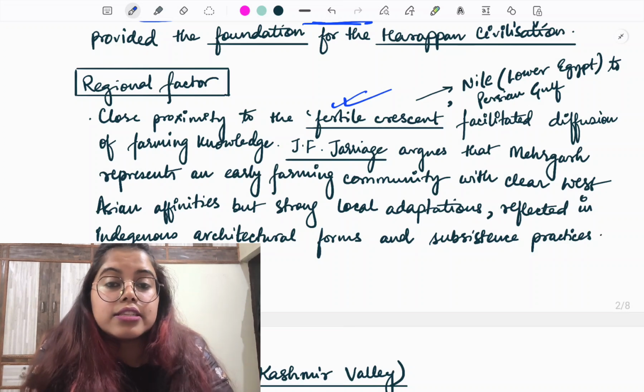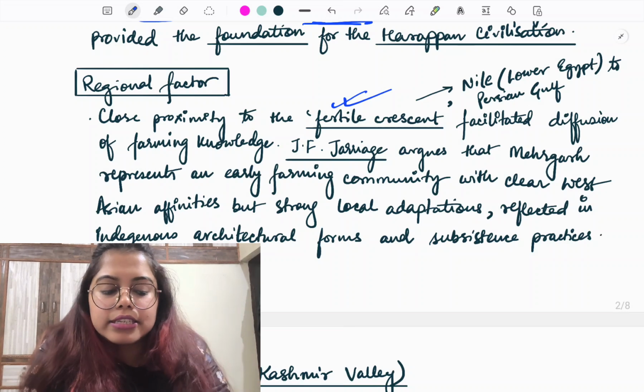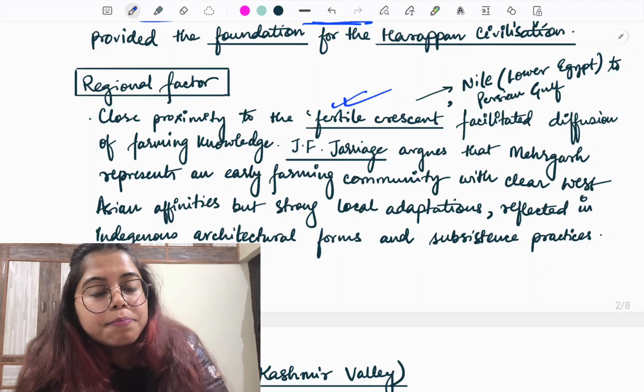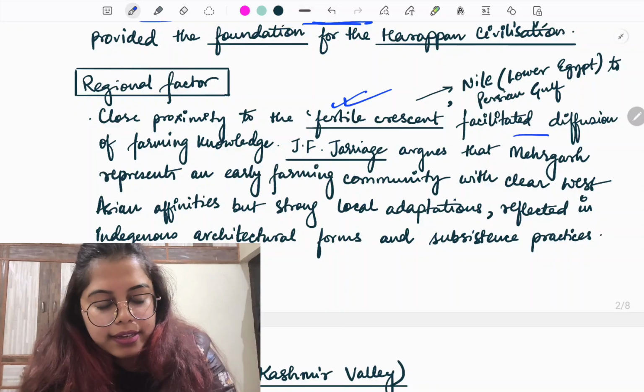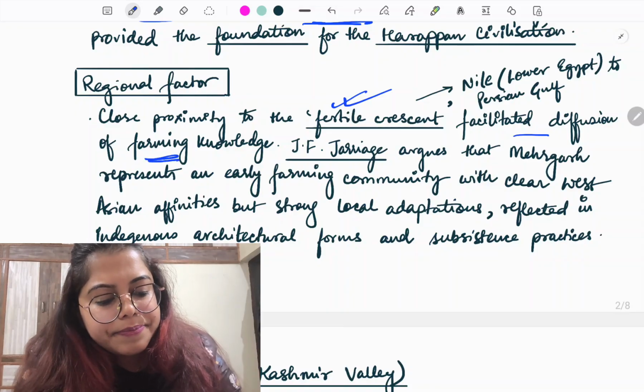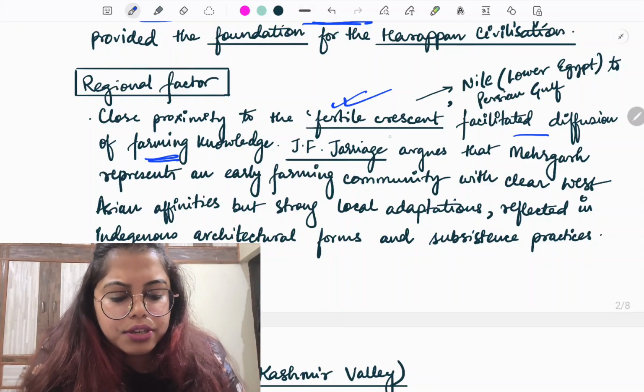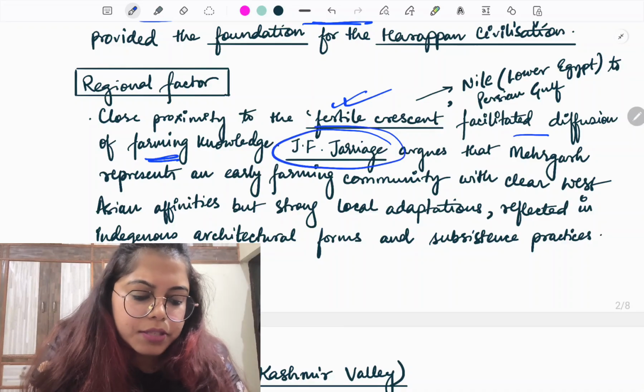तो इतना जल्दी एग्रीकल्चर, that too with storage facilities, it is said it is because of being close to the Fertile Crescent, जहाँ पर एग्रीकल्चर का नॉलेज थोड़ा और पहले आ गया था. राइट, this facilitated diffusion of farming knowledge, ठीक है, because it was closer.